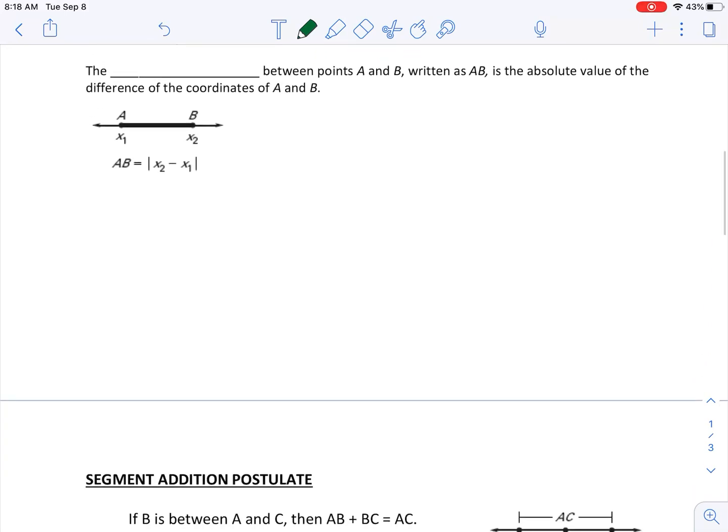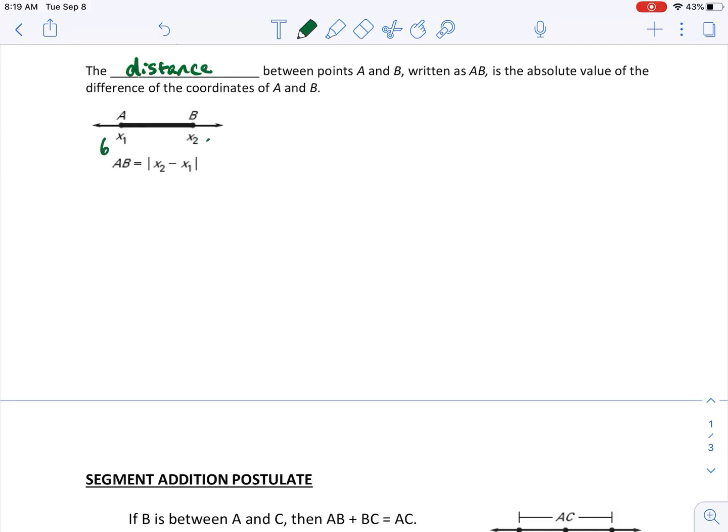And here's the big thing with the ruler postulate, because that's kind of accepted, and we get that. We're going to be talking a lot today about distance or length. The distance between points A and B is written as AB, that's kind of important, and it is the absolute value of the difference between the coordinates of A and B. So if you see our picture down here, we have 2 points A and B, and the distance from A to B is x2 minus x1, but not just x2 minus x1, the absolute value.